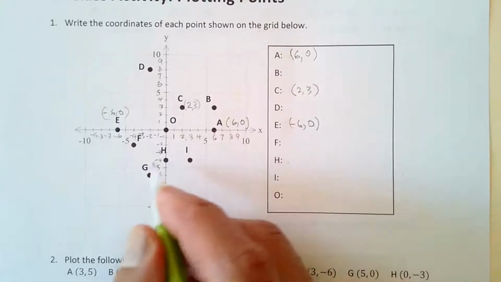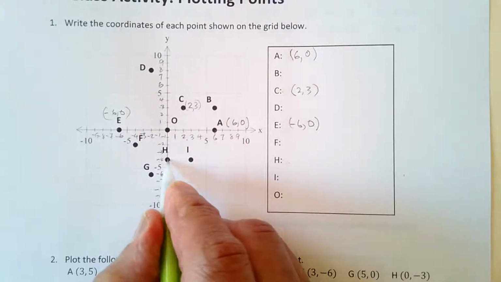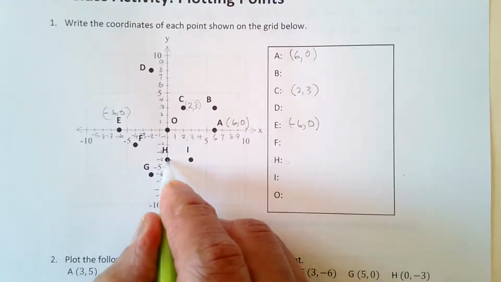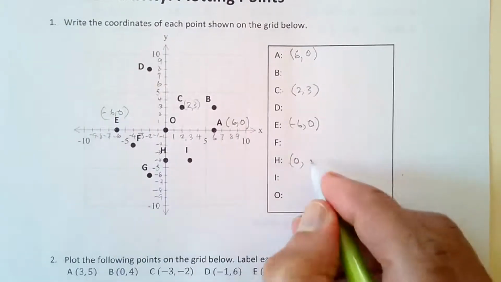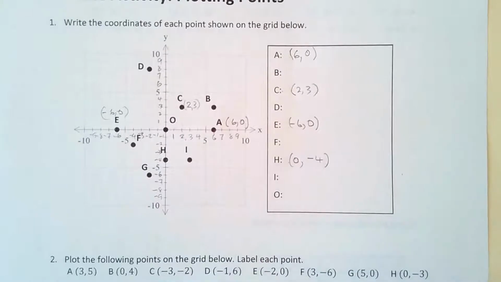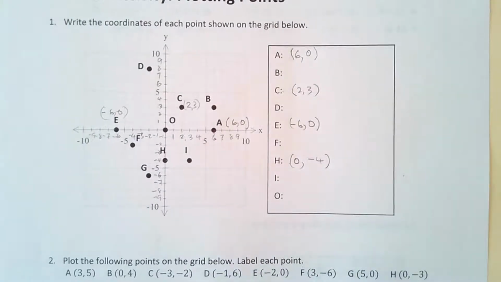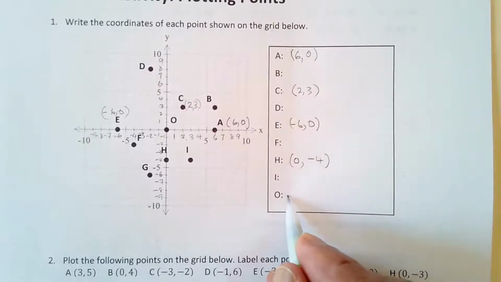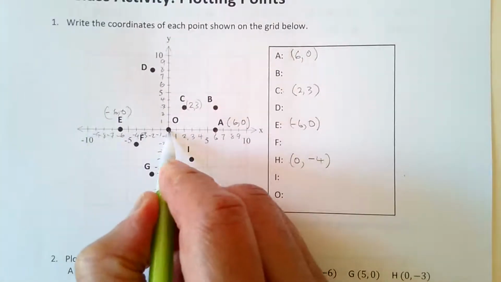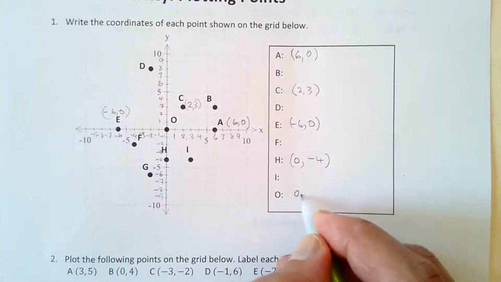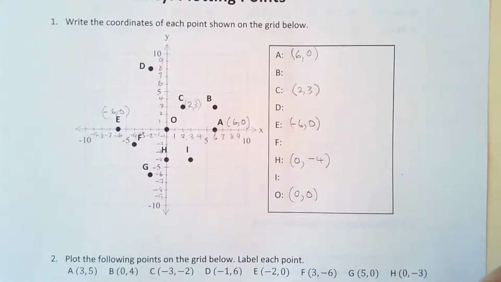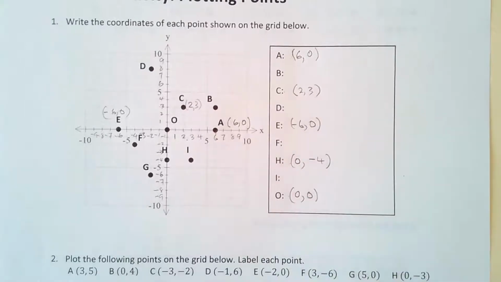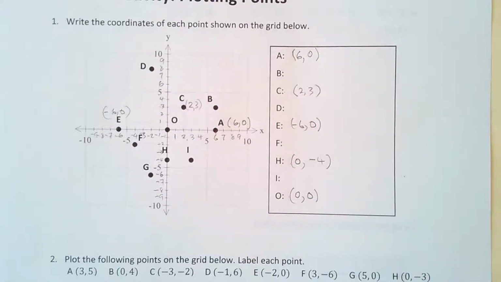H is on the y-axis. This is right on the y-axis here. So H would be (0, -4). And O, well, it's right on the origin, which is unique because x is 0 and y is 0. So I'd like you to complete the rest.